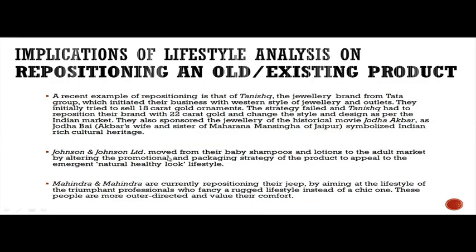Secondly, Johnson & Johnson moved from baby shampoos and lotion to the adult market by altering the promotional and packaging strategy of the product to appeal to the emergent natural and healthy look lifestyle. Similarly, Mahindra and Mahindra are currently repositioning cars like the Bolero, a jeep-type vehicle, by aiming at the lifestyle of professionals who fancy a rock lifestyle instead of the chic one. So the Bolero is mainly targeted towards a rock or macho kind of image.